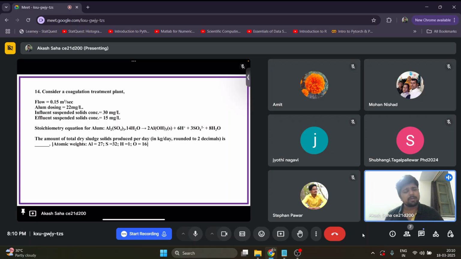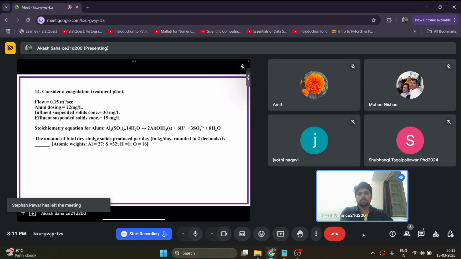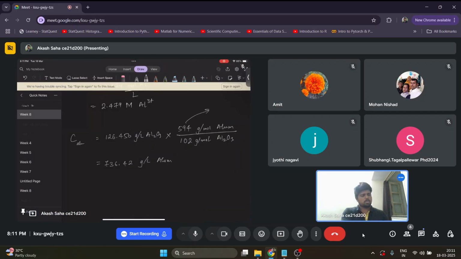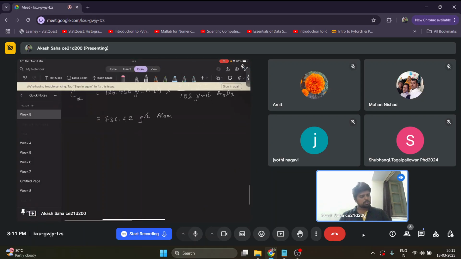Okay, so this stoichiometric equation is very important. Many a times it is given, but many a times it is not given in the question. So try to remember this. Because every time based on this stoichiometric equation only, we will solve the problem. So question number 14. So we have the flow as 0.15 meter cube per second, or we can say 12960 meter cube per day.